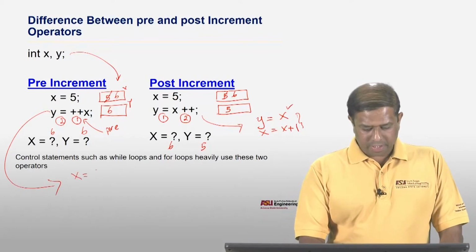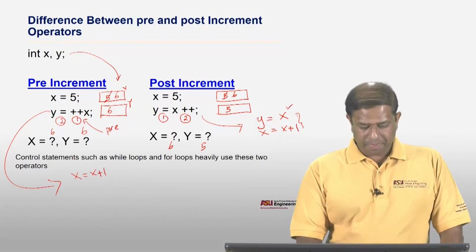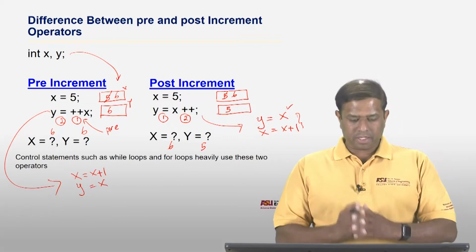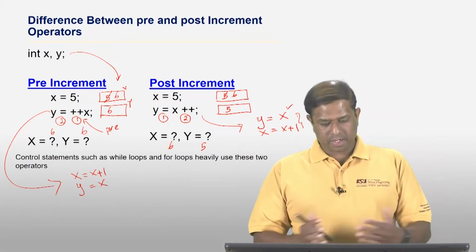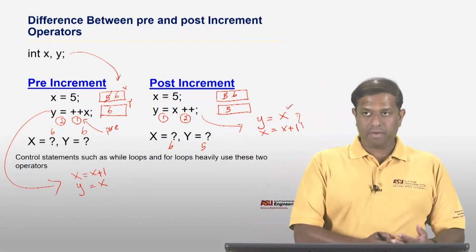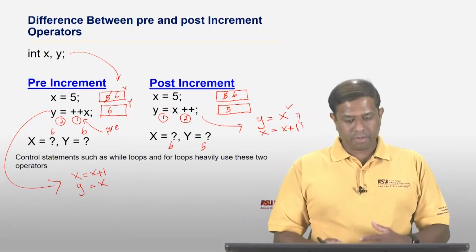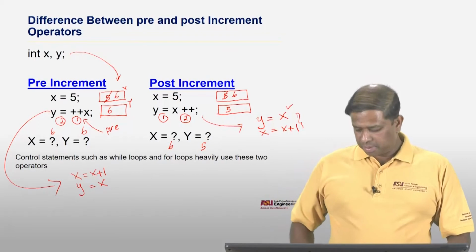this is pretty much equivalent to x equals x plus 1 and then y equals x, all right? So therefore x will be incremented by 1 first and then we assign the value of x to y. Okay, so that's the implication of pre and post increment in an assignment statement.